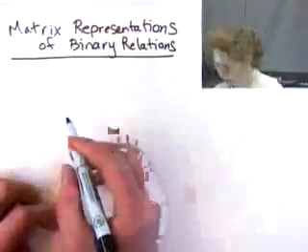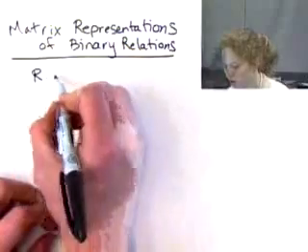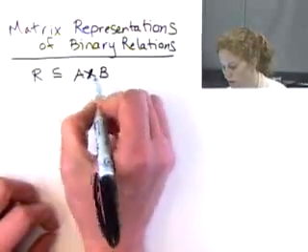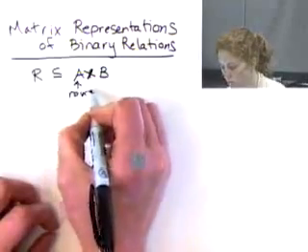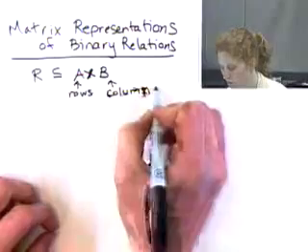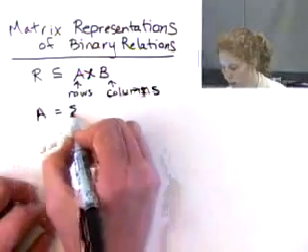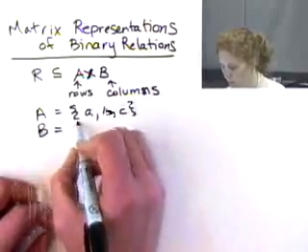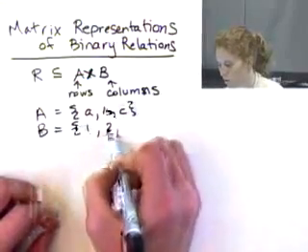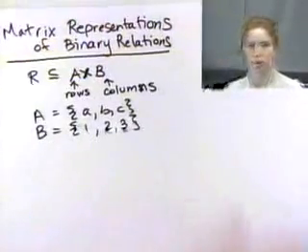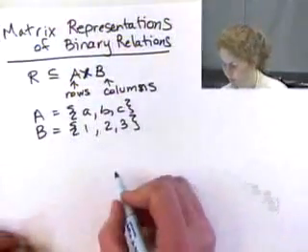So in this case, if I have R is a subset of A cross B, then this goes on the rows. The first one is the rows, and the second one is the columns. So let's say A is the little letters A, B, C, and capital B is going to be the numbers 1, 2, 3. So this is going to be a 3 by 3 matrix where the rows are labeled with A, B, and C.